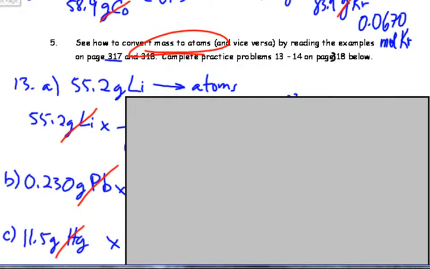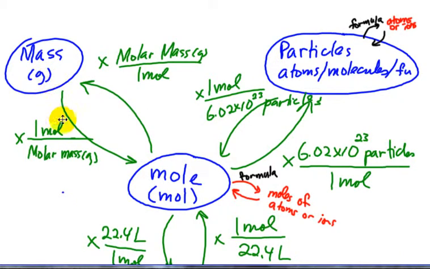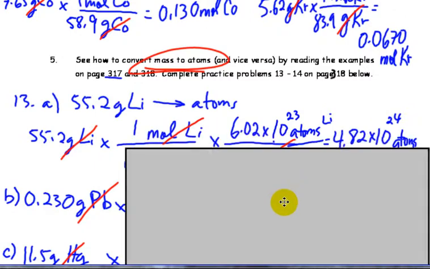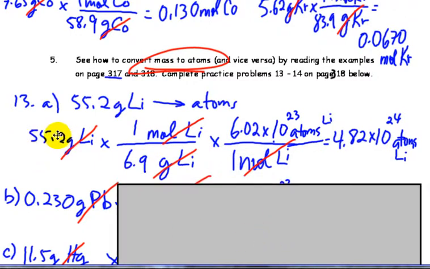So if we look back at this chart, to go from grams to atoms, there's two steps. So multiply by one mole over the molar mass. Then from there, do what we did back in 11.1. Multiply by the particle mole conversion. And if you write the units down, it should work out fine. So here is lithium. First of all, going from grams to moles, that first movement, one mole over 6.9 grams is what's on the periodic table.